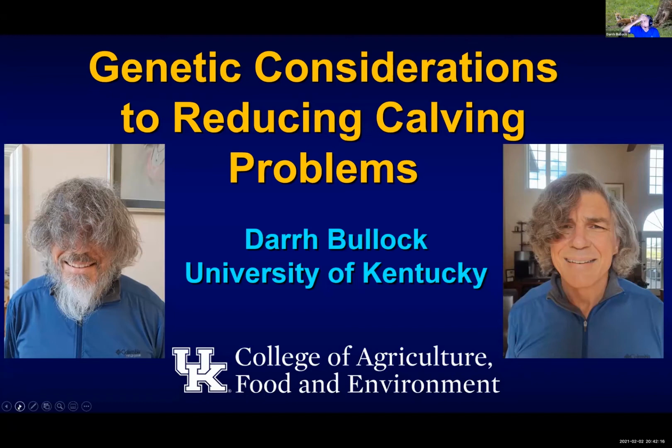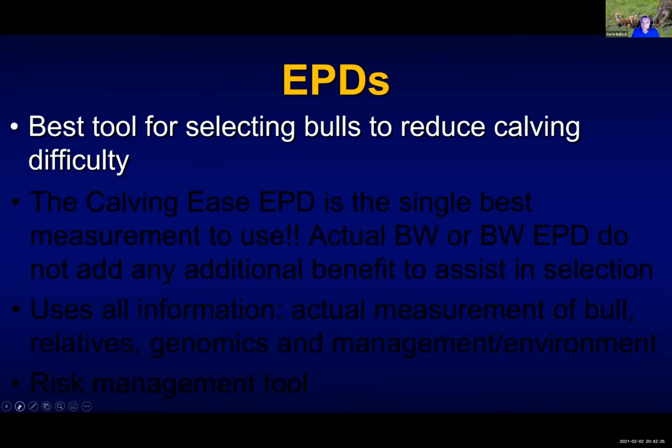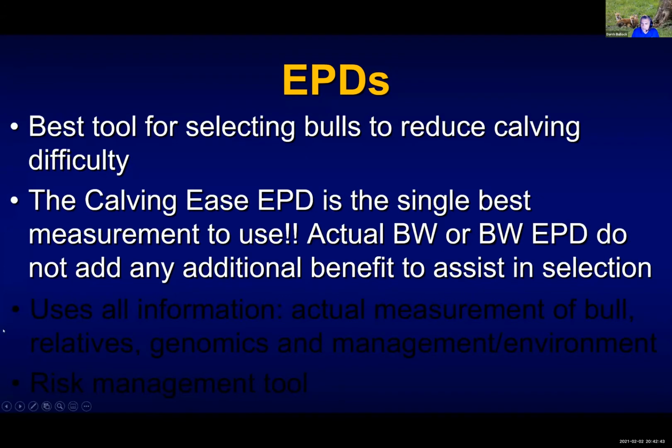We're going to talk about genetic considerations to reducing calving problems, as Les referred to. And so, as you know from any of my past talks, certainly the EPDs are the tool to go with. It's the best tool that we have for making any of our selection decisions for the traits that are important. But probably as important as anything would be for calving ease. The calving ease EPD is the single best measurement to use.